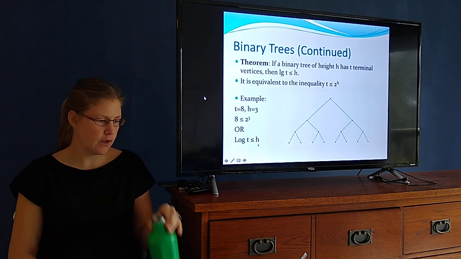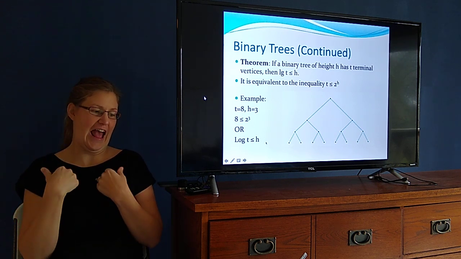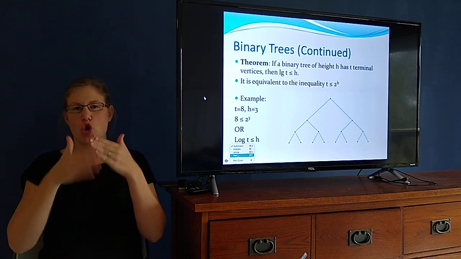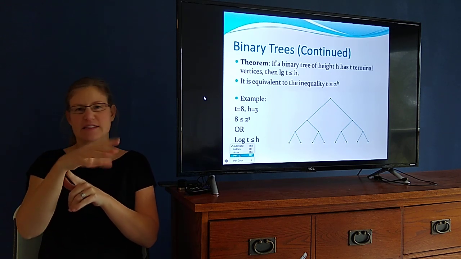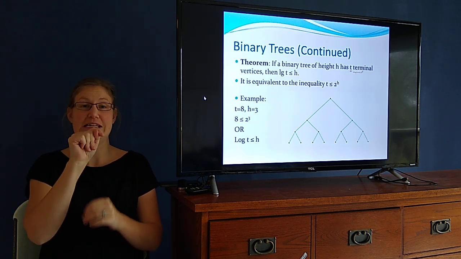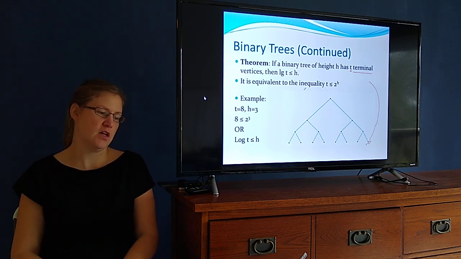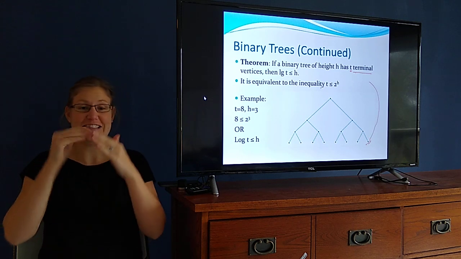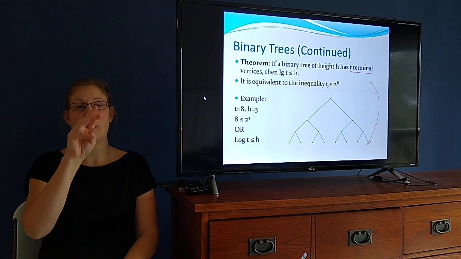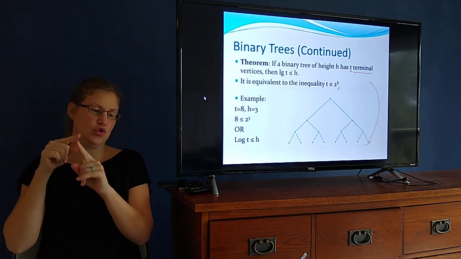All right. If a binary tree of height h has t terminal vertices, so the terminal vertices here are the children, in other words, the leaves. So the t here, terminal, are the leaves. Then the log of t is less than or equal to the height, or we can use an equivalent inequality: the number of terminal nodes, or leaves, is less than or equal to 2 to the height.